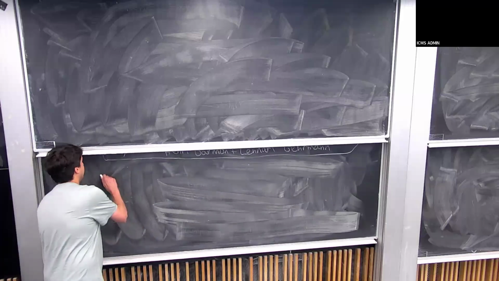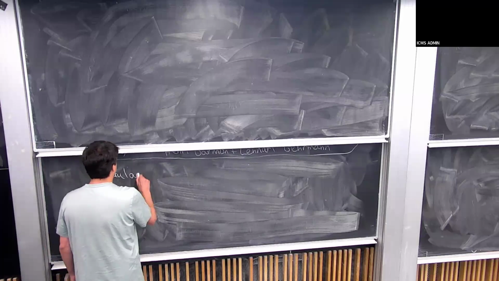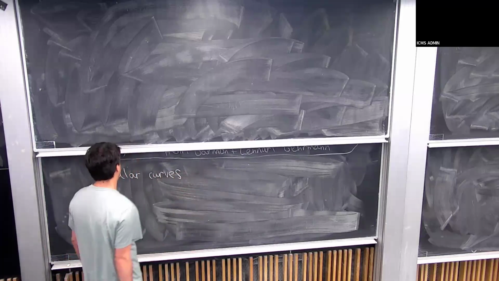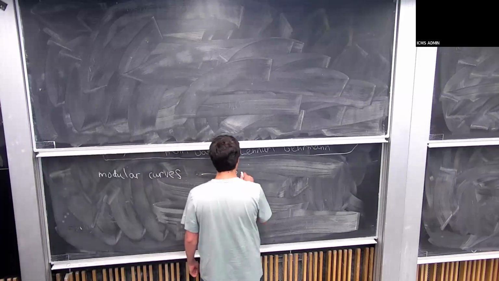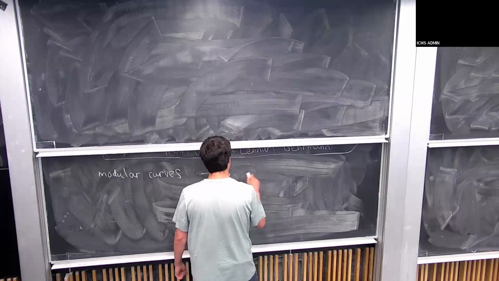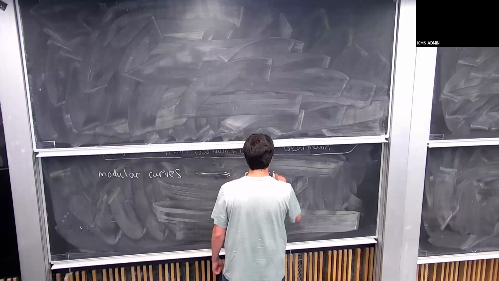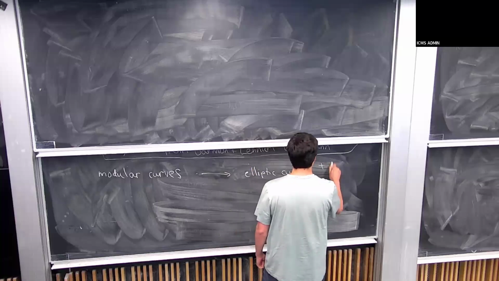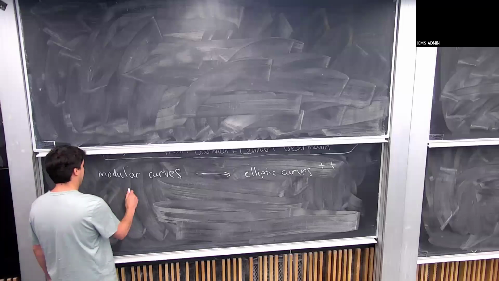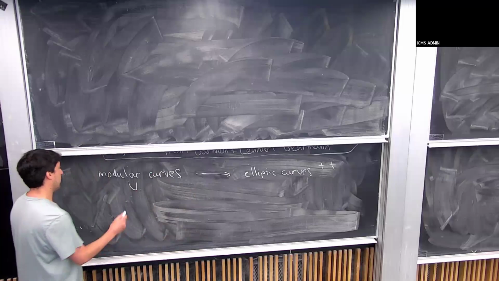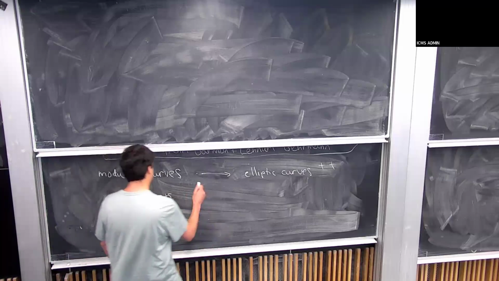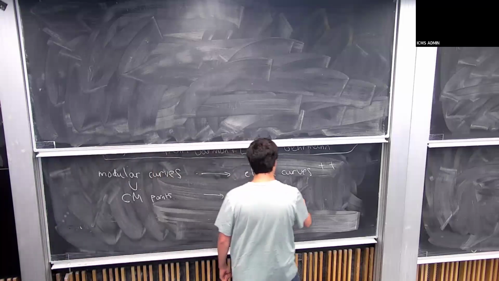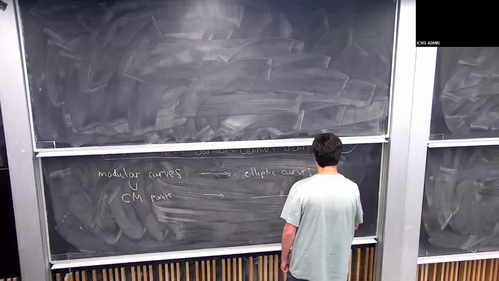So, right, so we have modular curves, which we know parameterize elliptic curves, sometimes with some extra structure. And contained inside of those modular curves, you have CM points. And these CM points parameterize elliptic curves that have extra endomorphisms.